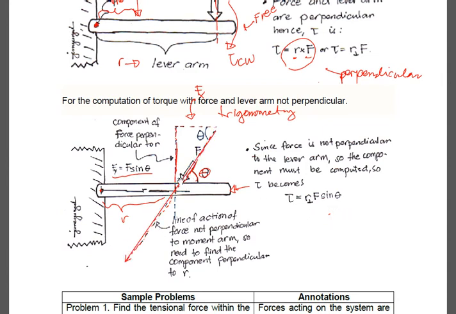Now, if you imagine this part here, we can actually draw a line from this point which can be perpendicular to the line of action of the force. So this one may be defined as our new R. We can define this one to be our new R.